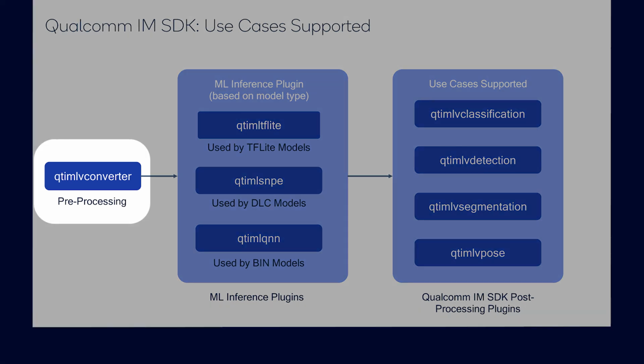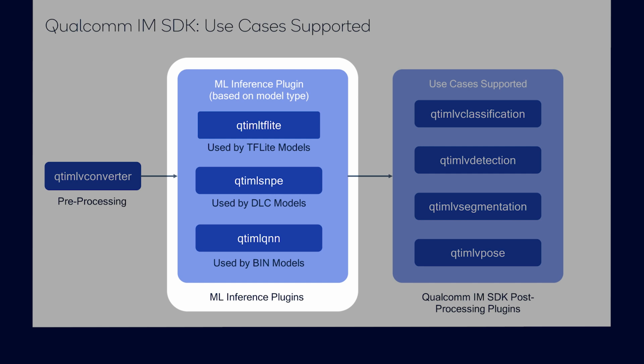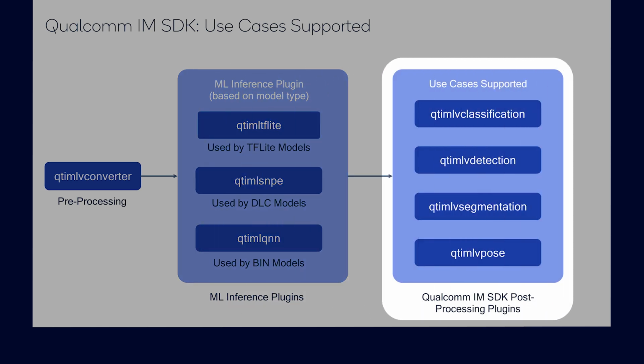First, we have the pre-processing plugin QTI MLV Converter. It transforms incoming video buffers into neural network tensors while performing required format conversion and resizing. Then we have the ML inference plugins based on the model type. Next, here are the post-processing plugins depending on the use case. The classification plugin, QTI MLV Classification, performs post-processing of output tensors for classification use cases. The detection plugin, QTI MLV Detection, performs post-processing of output tensors for detection use cases.